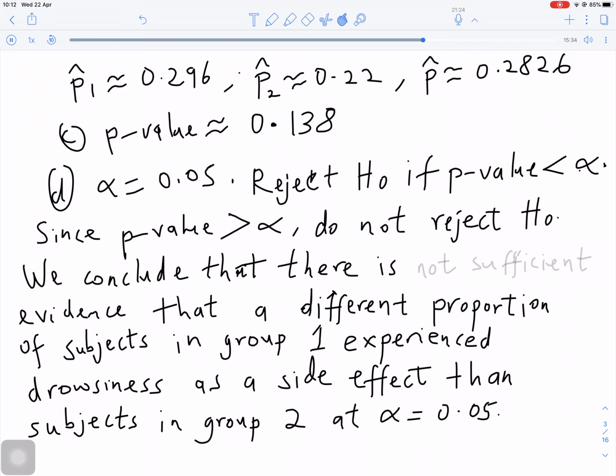Okay, so I think there is an issue here. This should have been there is not sufficient evidence. So I just noticed it. I'm going to update that in the actual material. So we conclude that there is not.